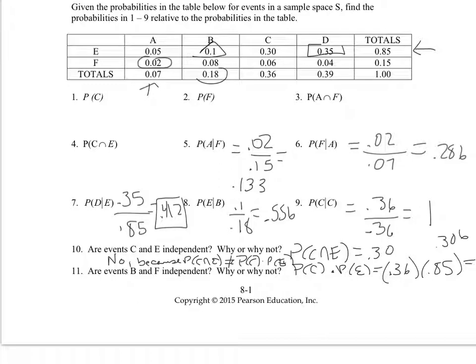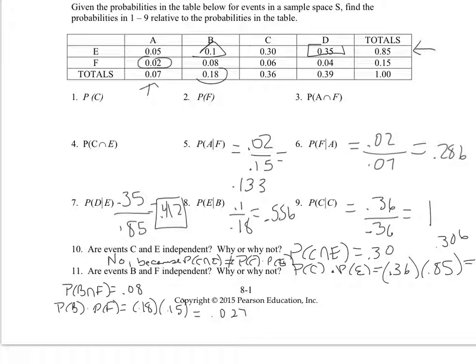Those two would have to be exactly the same. Now let's compare B and F. If I were to take the probability of B intersected with F, that would end up being 0.08. Now, if I get the probability of B and multiply it times the probability of F, the probability of B is 0.18, and we're going to multiply that times the probability of F, which is 0.15. So if I take 0.18 times 0.15, I get 0.027.